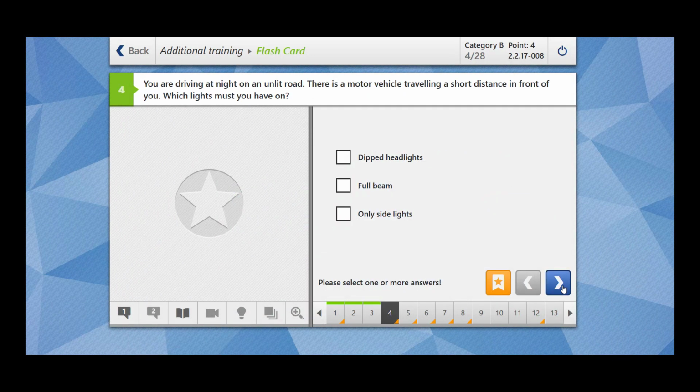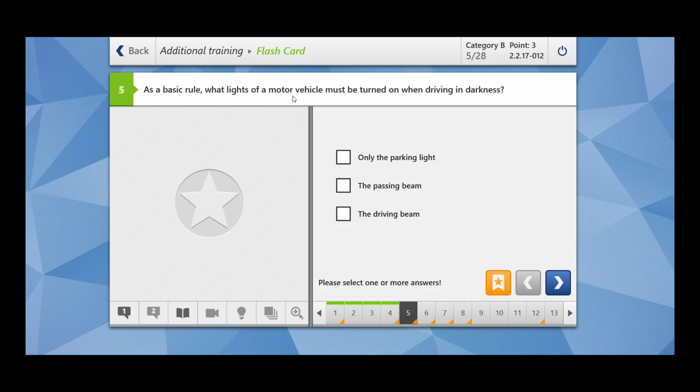You are driving at night on an unlit road. Unlit road means a road without lights. There is a motor vehicle traveling a short distance in front of you. Which lights must you have on? So you should have dipped headlights. Full beam, no. Only side lights, no. Dipped headlights should be switched on.